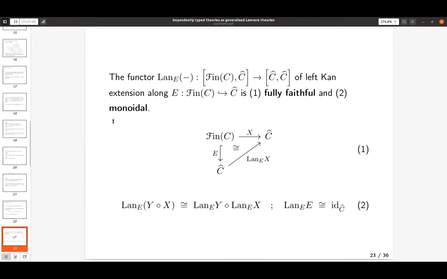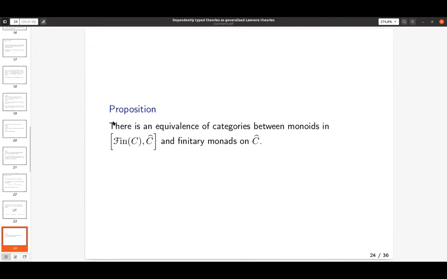And left Kan extension along the inclusion functor from finitely presentable presheaves to all presheaves is fully faithful and monoidal, in that it sends the substitution product of two of these, what I like to think of as collections, to a composition of endofunctors. What this means is that there is an equivalence of categories between monoids in this category of functors and finitary monads on presheaves on C.